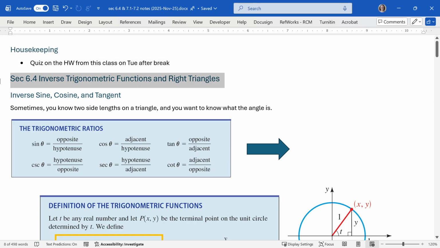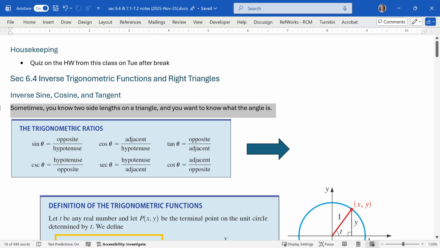All right, section 6.4 is about inverse trig functions and right triangles. So what is this all about? Well, sometimes you know the angle of the triangle and you want to find out what the sine is, but sometimes you know the sine and you want to find out the angle.